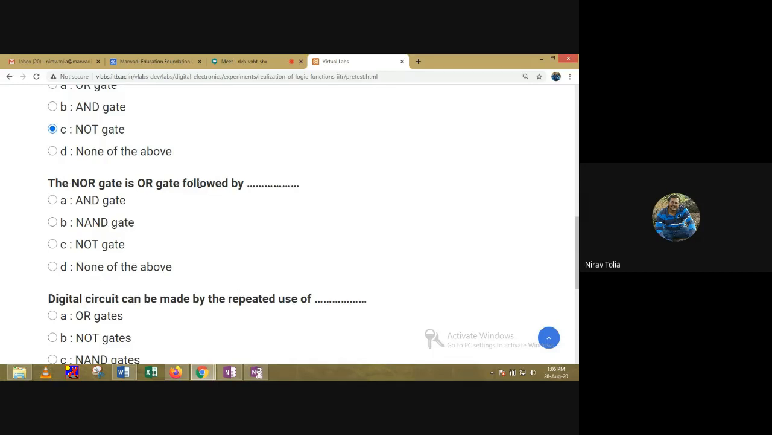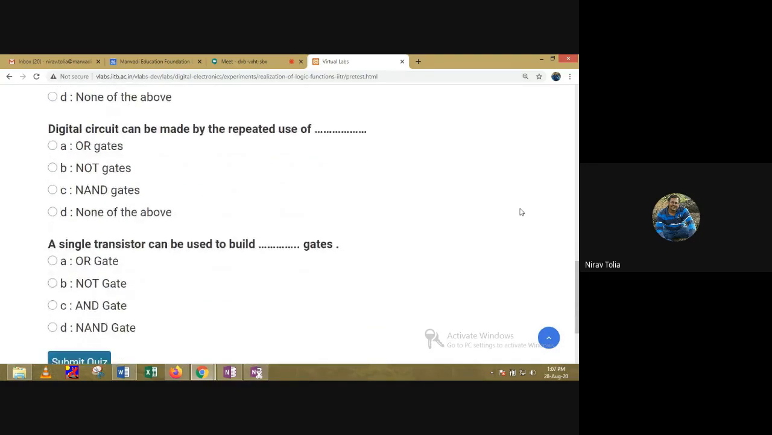Actually, a NOR gate is an OR gate followed by a NOT gate only. What is the NOR gate? The output of an OR gate is connected with a NOT gate, then it becomes a NOR gate. So how is it a NAND gate? You are connecting the output of the OR gate with a NAND gate. Okay, almost everyone is giving B, then let's check the answer B.